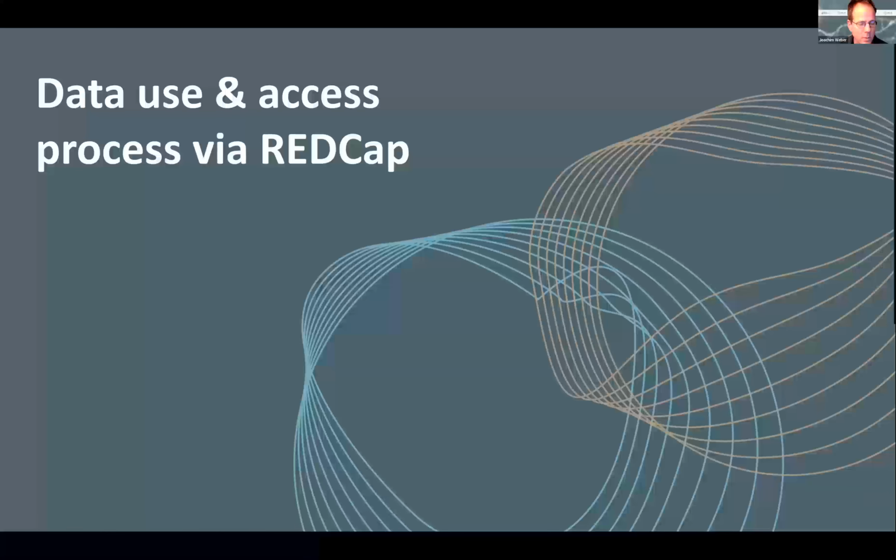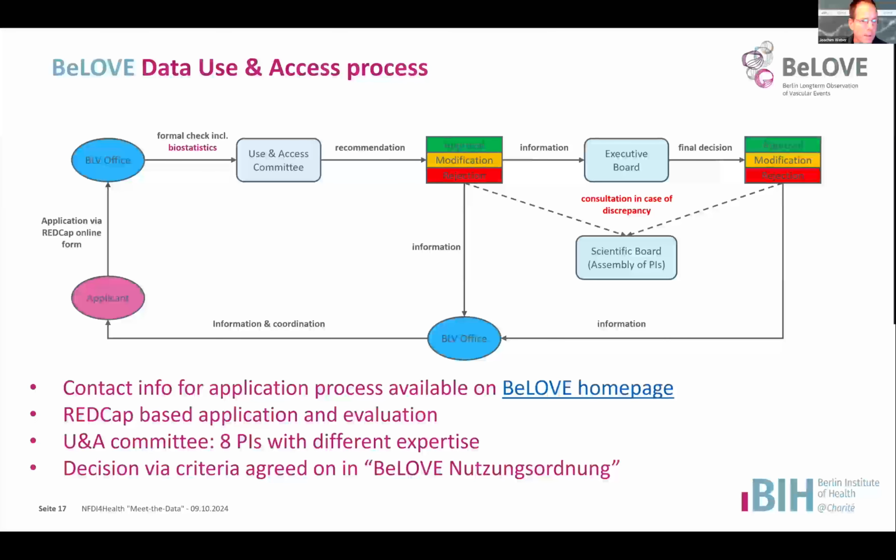So I will come to the use and access process in BeLOVE. To request data, applicants have to complete an application questionnaire, which is implemented in REDCap, and this application undergoes a formal review and evaluation process by the use and access committee. And applicants have the option to use the I2B2 database to identify subcohorts and also to send the information of the subcohorts to our biostatistician team, which can then select the data for the export.